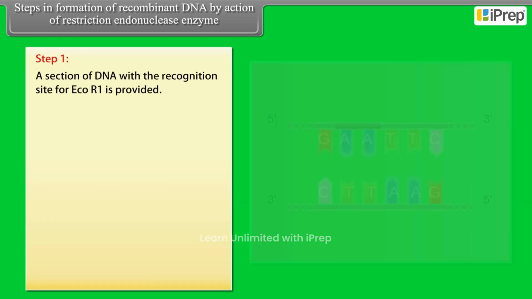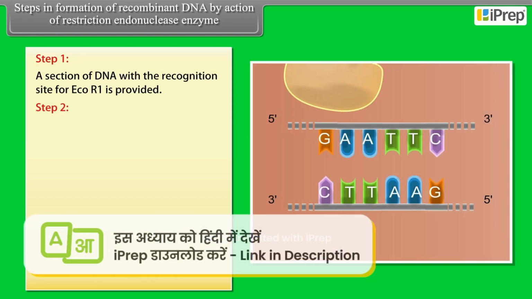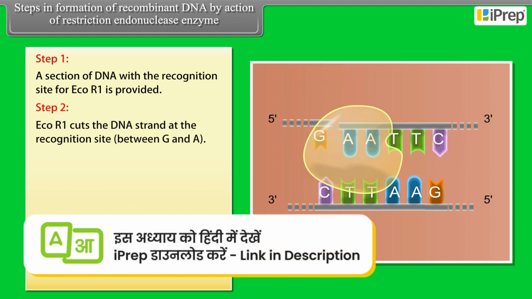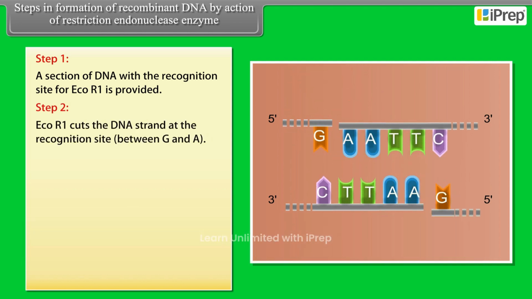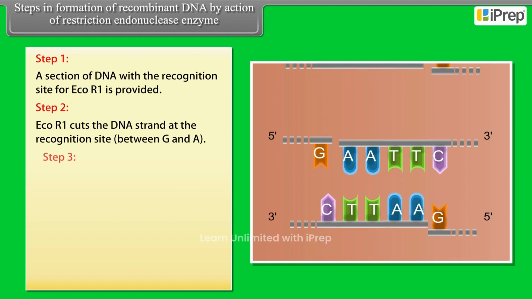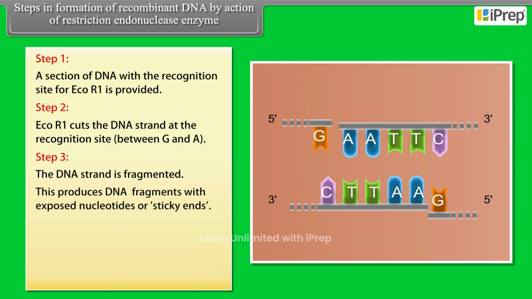Step 1. A section of DNA with a recognition site for EcoR1 is provided. Step 2. EcoR1 cuts the DNA strand at the recognition site between G and A. Step 3. The DNA strand is fragmented. This produces DNA fragments with exposed nucleotides, or sticky ends.